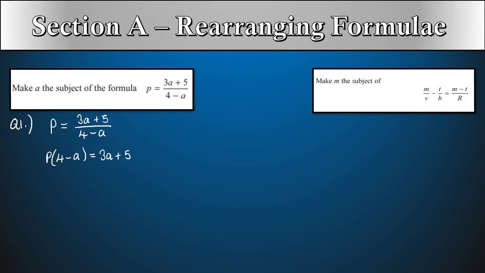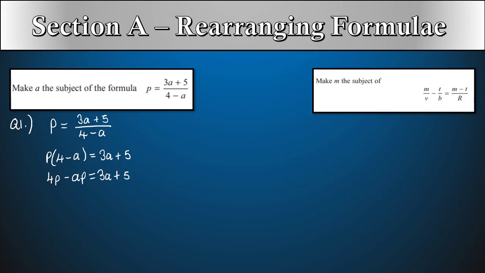Now, I just want a as the subject. So what that tells me is that I need to isolate the a's on one side of the equation. I've got an a on this left-hand side here in the bracket. We've also got this 3a on the right-hand side. So what I'm going to have to do here is expand this bracket on the left-hand side, collect the a's on one of the sides, and then just factorise basically. So this would be 4p minus ap is equal to 3a plus 5.